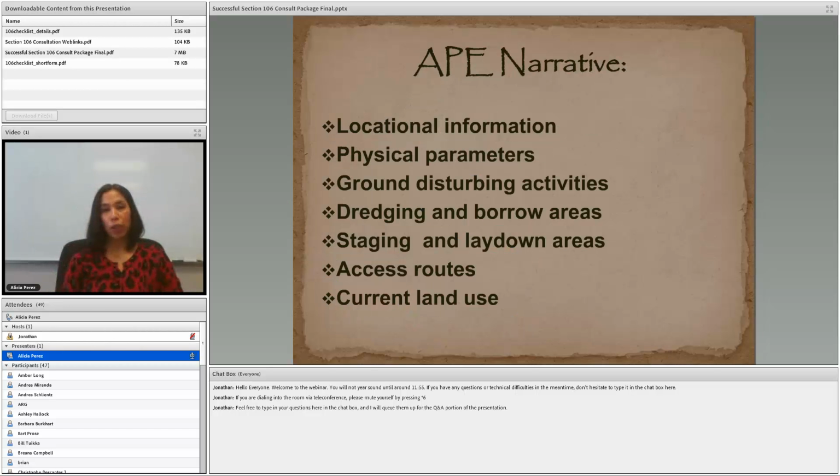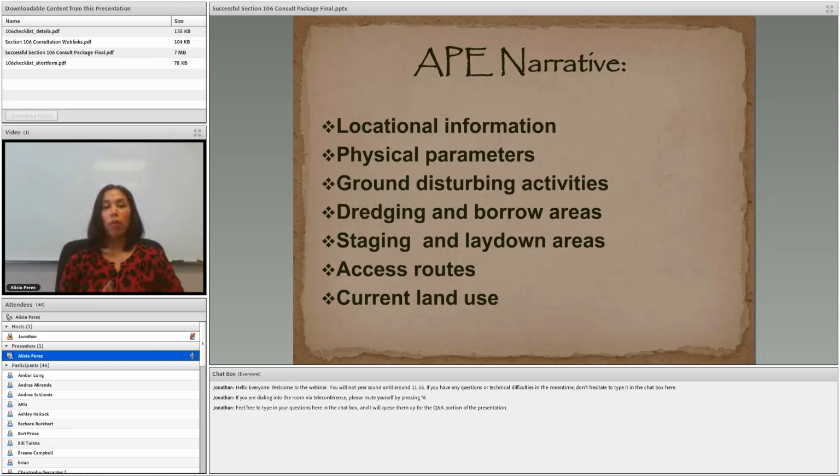So once you've delineated your APE, you're going to describe your APE in narrative form. So things to include, of course, locational information, physical parameters, so acreage or linear miles, all ground disturbing activities. If in your description of your undertaking you described ground disturbing activities, you want to specify exactly which components of the project are going to have a vertical APE. That's really important. Of course, dredging and borrow areas, staging and laydown areas, access routes. Again, how are you going to get to the APE? You're going to use existing roads, you're going to construct roads.